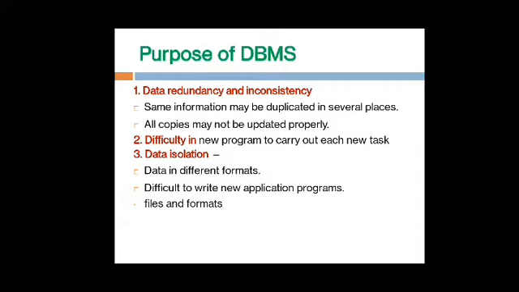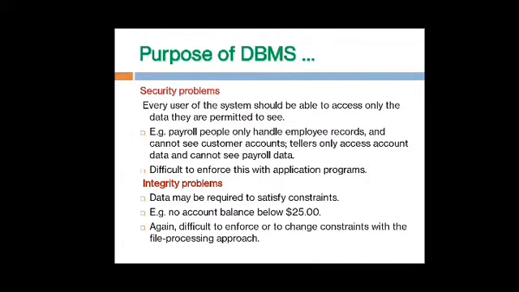The second one is difficulty in writing new programs to carry out a new task, and the third one is data isolation. If data is stored in multiple places, there is difficulty isolating that particular data, and the data are in different formats. Now, security problems. Every user of the system should be able to access only the data they are permitted to see. If there are particular authorization schemes, we can achieve security. Now, integrity problems. Integrity means data may be required to satisfy certain constraints. So there are two constraints: integrity constraint and data constraint.